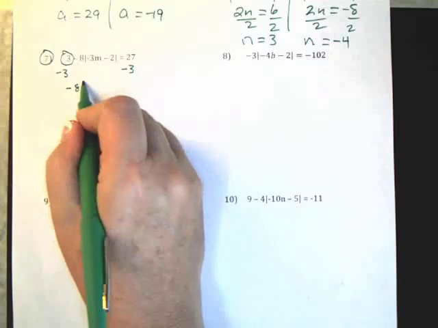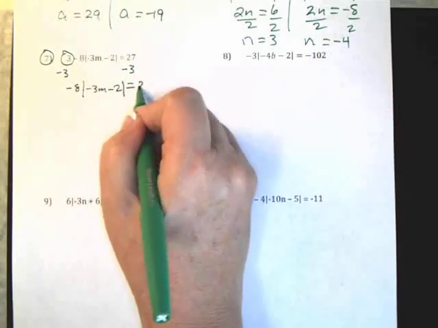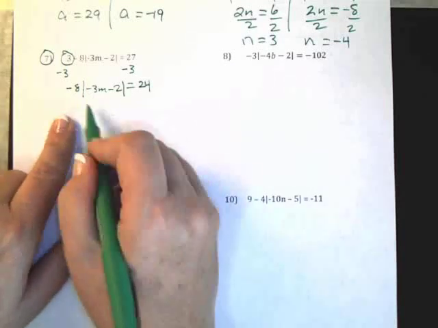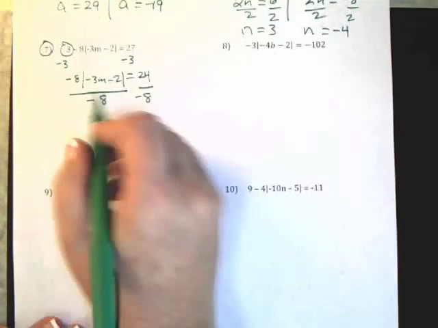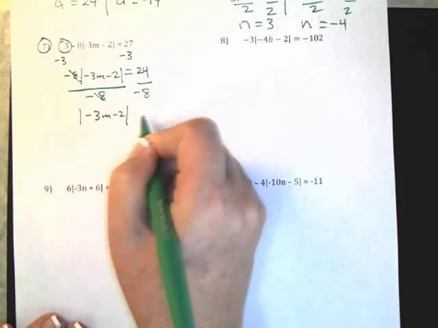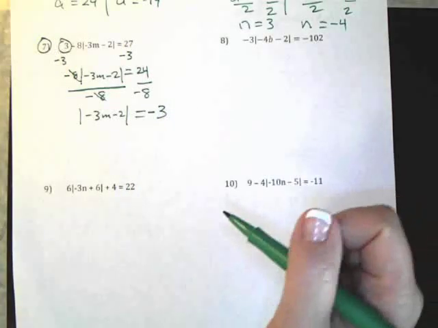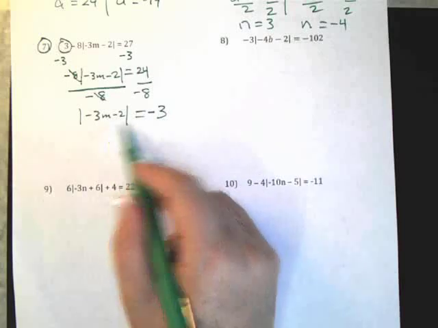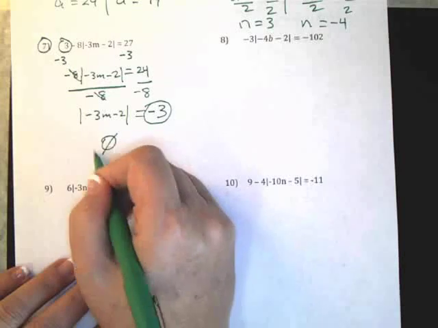So we have negative 8, absolute value, negative 3m minus 2, close the absolute value, equals 24. Now we can go ahead and get rid of the negative 8. Since it's being multiplied, we do the opposite, which is dividing by negative 8. So we have absolute value of 3m subtract 2 is equal to 24 divided by negative 8, which is negative 3. So at this point, we take a look at the right-hand side of the equation, and this absolute value is set equal to a negative number. That tells us we have no solution.